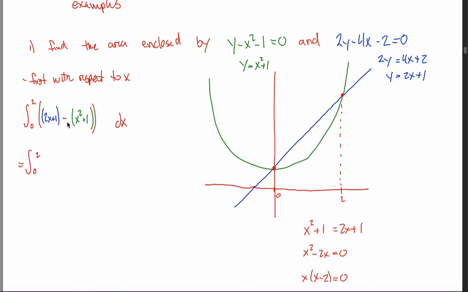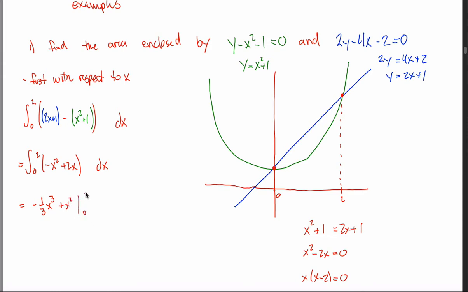So I'll take 2x plus 1 and subtract x squared plus 1. I'll have a negative x squared, and then I'll have a positive 2x, and then plus 1 minus 1 just cancels out. What I'm saying is I need to integrate from 0 to 2, negative x squared plus 2x dx. And that's easy enough. The antiderivative of negative x squared is negative 1/3 x cubed. And the antiderivative of 2x is just x squared.